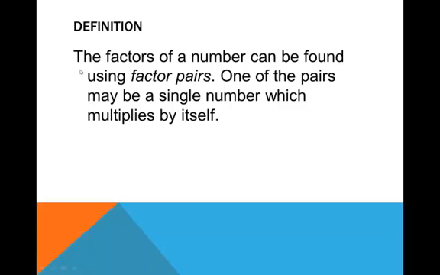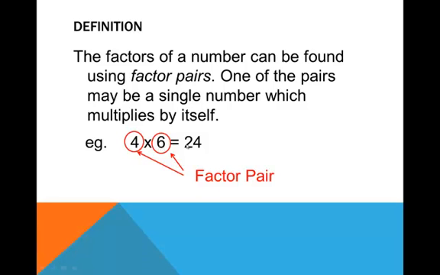Now, the factors of a number can be found using factor pairs, and one of the pairs may be a single number which is multiplied by itself. So here is a factor pair of 24. 4 times 6 is 24. So 4 and 6 are the factor pair. So you may have 4 times 4 is 16, so that's a factor pair 4 times 4. That's where it's multiplied by itself.